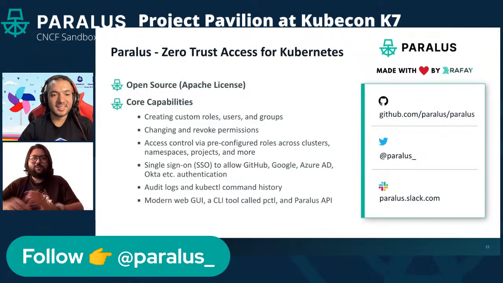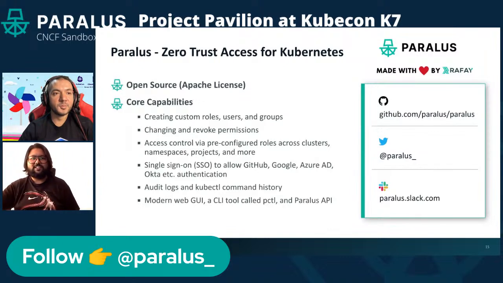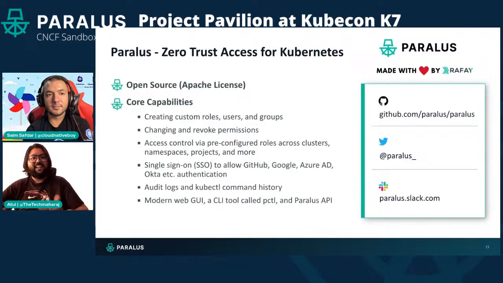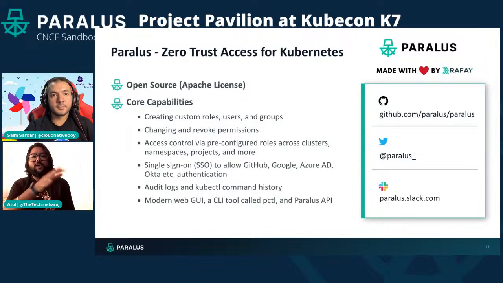So getting back to Paralus, as Sam already introduced, it's an open source tool that we have developed to make access management a lot easier. The core capabilities which you see on the screen include creation of custom roles. You can create different users, you can create groups. Even for permissions, you can change them on the fly and revoke them, update them, add them, remove them. And all of this is happening without you actually creating a YAML file or a service account or a role or a role binding. So you essentially, as a user, don't need to do that. And Paralus is what will take care of all these things.